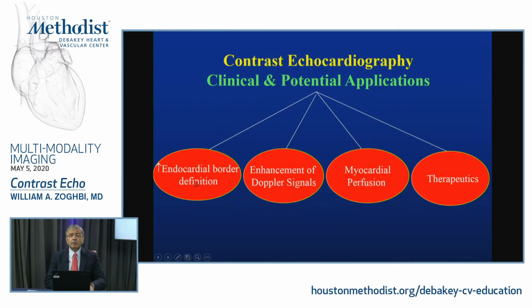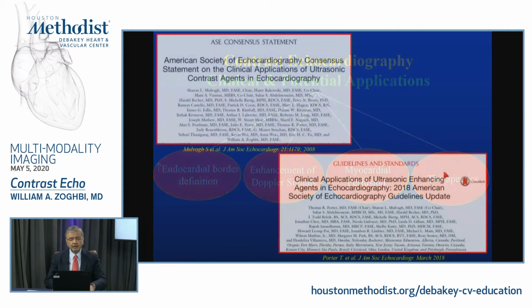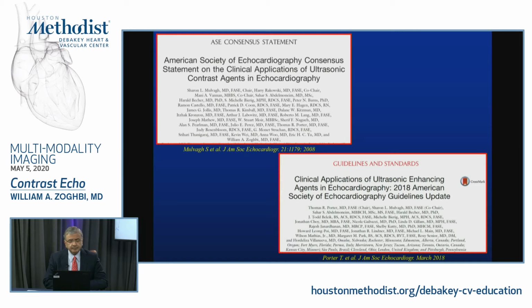From now on, we're going to talk about clinical evaluations and potential applications. I'm going to mostly emphasize the endocardial border definition, and this is actually what contrast is approved for: enhancement of the endocardial border definition when you don't see something well. Enhancement of Doppler signal. This is not a prime indication, but we use it because it can enhance your signal. Myocardial perfusion. There is a code for myocardial perfusion. It has not been approved for myocardial perfusion. And therapeutics are still on the experimental side, and we're not going to spend too much time on that.